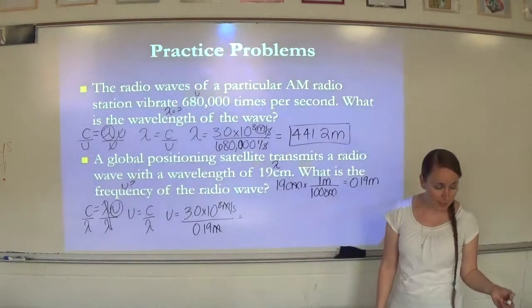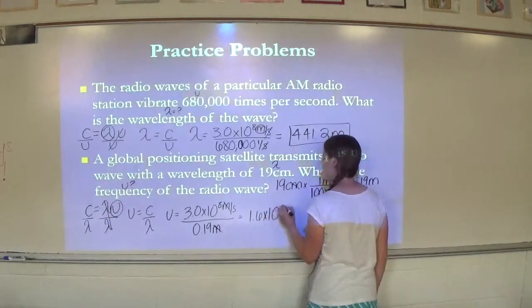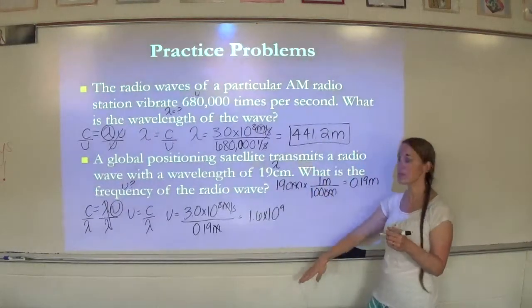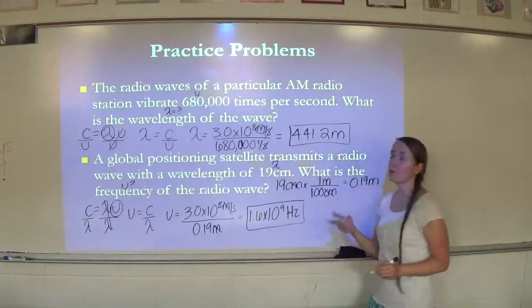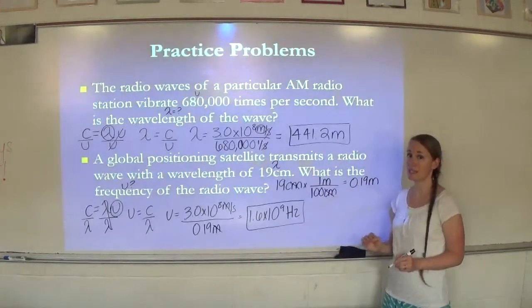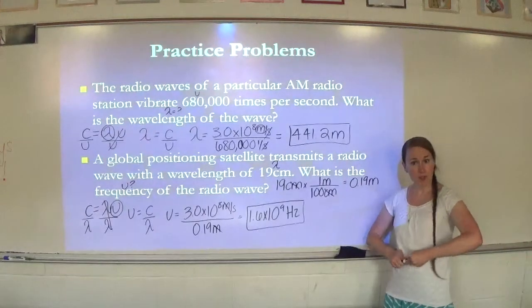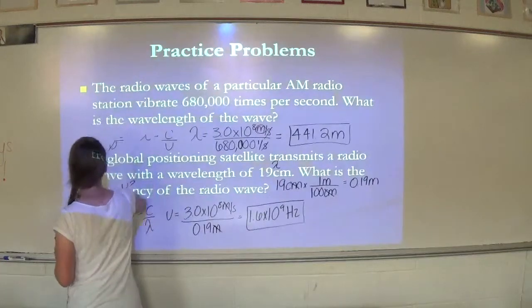So once I divided, I got 1.6 times 10 to the 9. And then again, we're not left with seconds. We're left with 1 over a second, which is a hertz. Or you're more than welcome to write 1 over second. But you cannot just write seconds as your units. That is not correct. All right, so hopefully you got one or both of those right. And so let's move on.